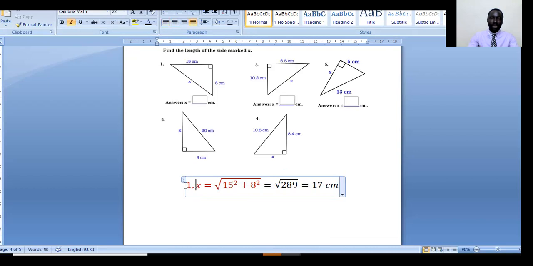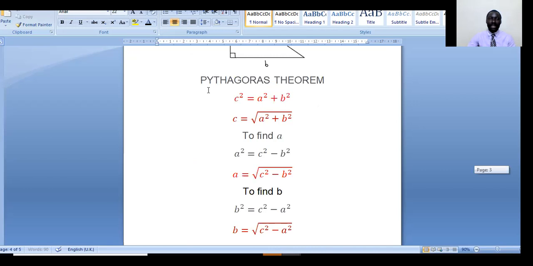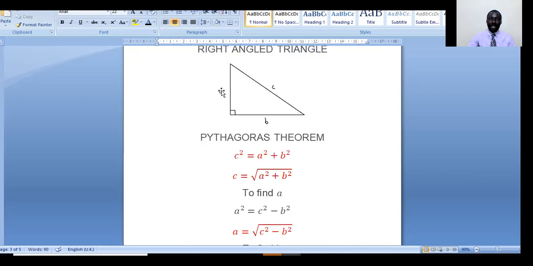The second question also requires us to find the value of x. Now, notice that the second question is right here. This is the second question, this is the third, this is the fourth, and this is the fifth. In the second question, x is right up here. Let's compare with our drawing and see what x is representing. When you look at this first drawing, x is represented by A.